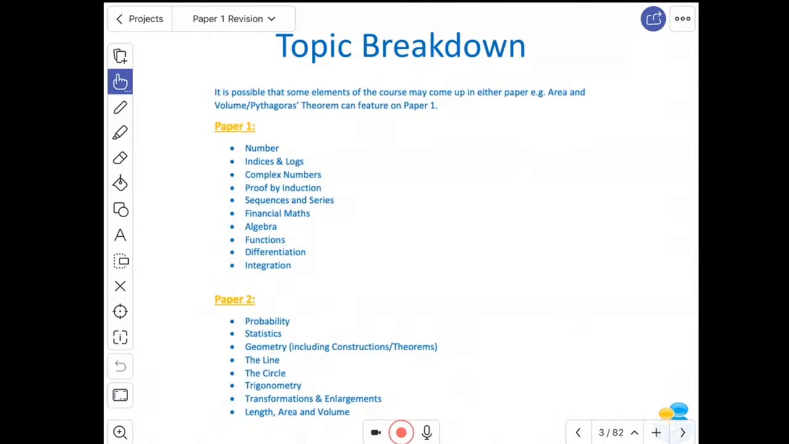So for example, we see sometimes area and volume and Pythagoras' theorem are topics that have come up a few times on paper 1, and likewise you may have differentiation, integration and algebra, of course, coming up on paper 2. So just be aware that yes, we would encourage you to focus on these topics for the 2 papers, and that you shouldn't be surprised or shocked if something from paper 2 does come up on paper 1.